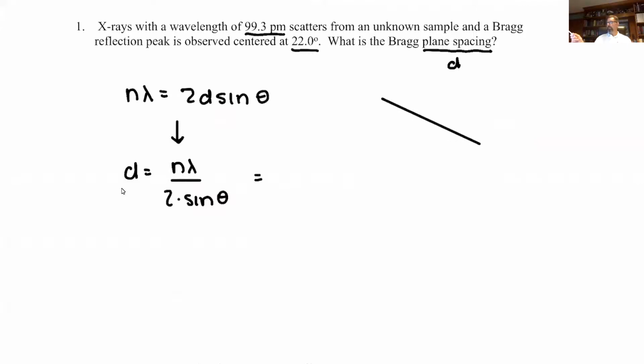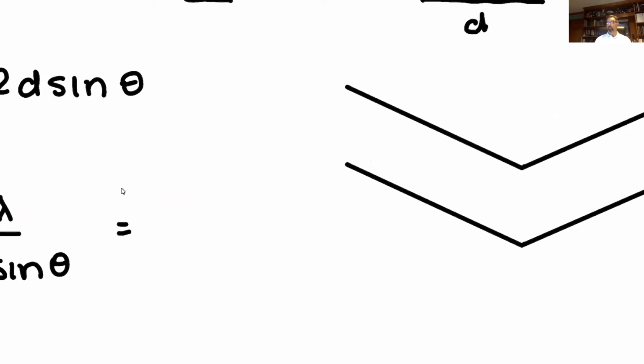Scatters from an unknown sample and a Bragg. That is the only assumption that I think you can make, right? It doesn't say. And so because it's a fairly small angle, my answer is going to be yes. If you're not told otherwise, assume it's the first order reflection.